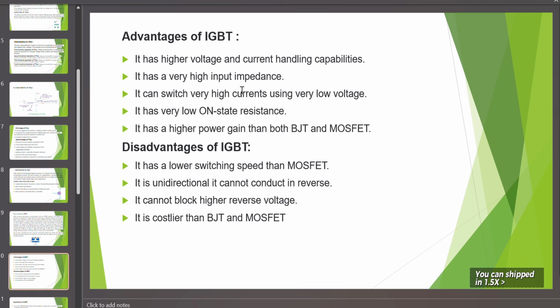Advantage of IGBT. What is the advantage of IGBT? First, it has higher voltage and current handling capacity, মানে IGBT এর higher voltage এবং current handling capacity রয়েছে। It has a very high input impedance, মানে impedance very high. It can switch very high current using very low voltage, মানে very high current switch করতে পারে using very low voltage. It has a very low on state resistance. It has a higher power gain than both BJT and MOSFET.